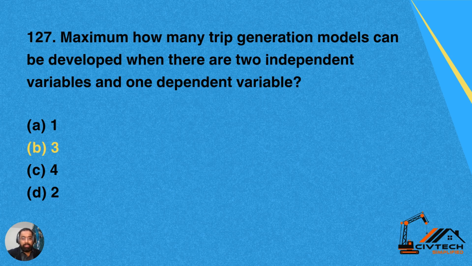Question 127. Maximum how many trip generation models can be developed when there are two independent variables and one dependent variable? Option A is 1, option B is 3, option C is 4, and option D is 2. So B here is the correct answer. We can develop three different models when we have two independent variables and one dependent variable.